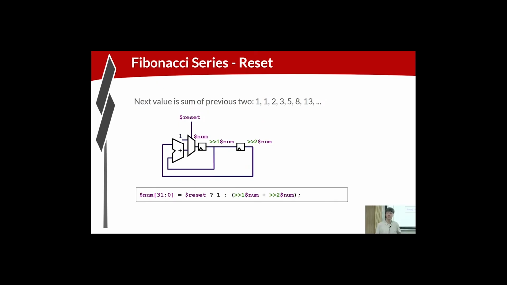Make sense? In TL-Verilog, we can express that circuit with this single line. So the number here is, first we deal with this mux. So if reset, 1, else the expression for this adder, right? So if reset, then 1, else the result of the adder, which is the sum of previous number and previous previous number.